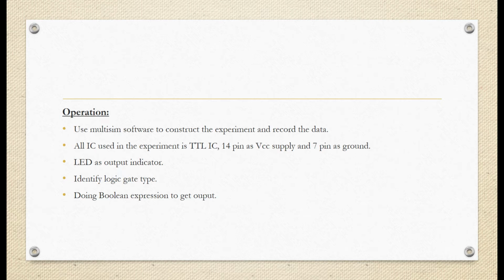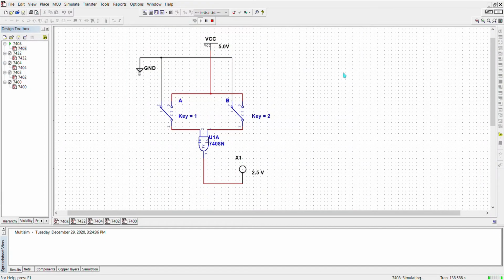After doing the experiment by using Multisim software, we also need to identify the logic gate type. And lastly, we need to derive the Boolean expression to get the output in Boolean expression, so we can prove that the experiment data is similar or correct. Now let's go to the simulation.